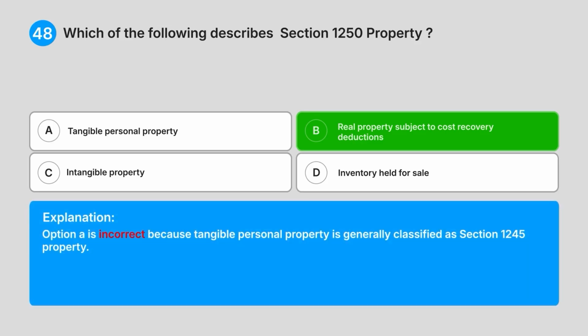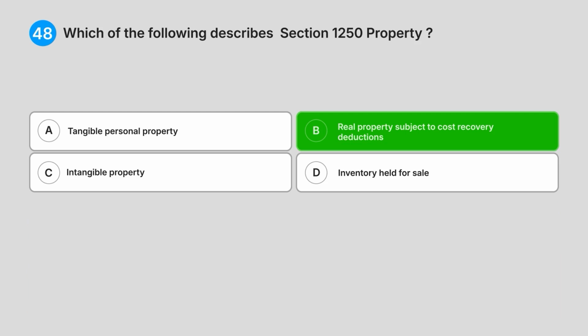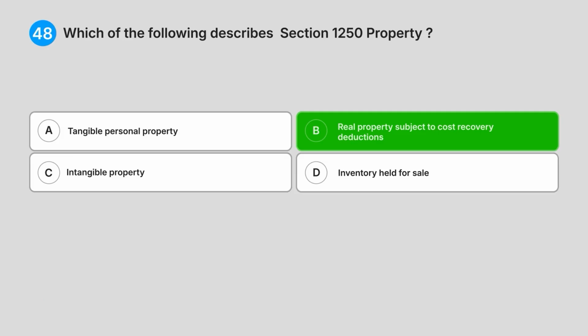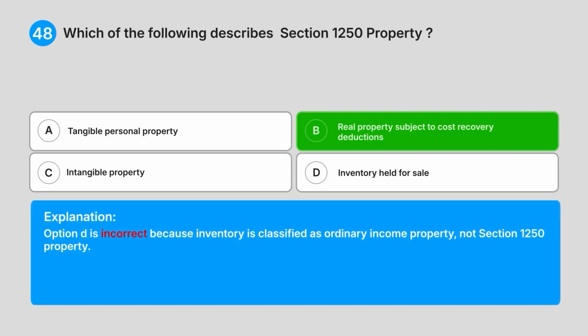Option A is incorrect because tangible personal property is generally classified as Section 1245 property. Option C is incorrect because intangible property is governed by its own set of rules, often under Section 197. Option D is incorrect because inventory is classified as ordinary income property, not Section 1250 property.